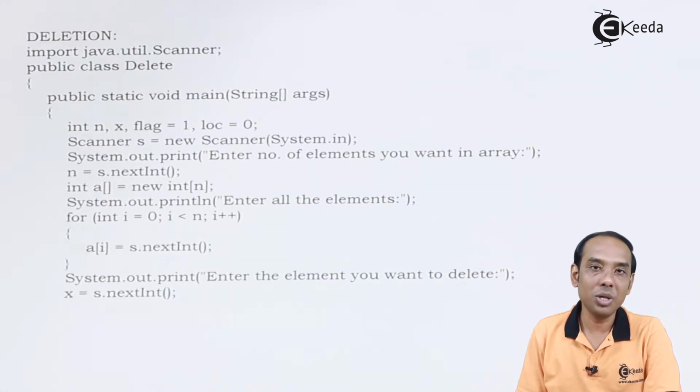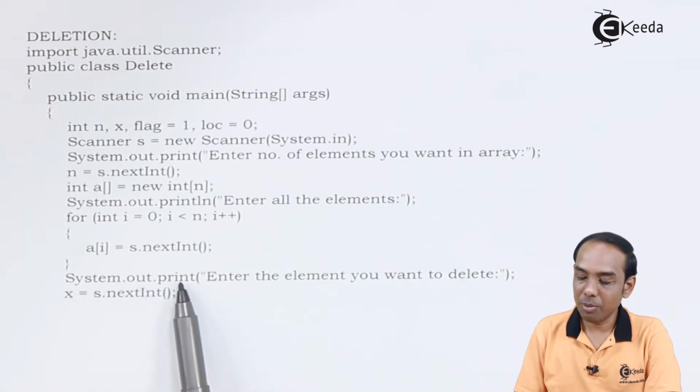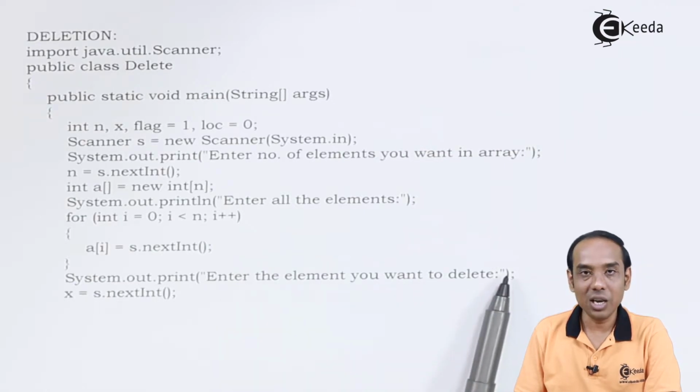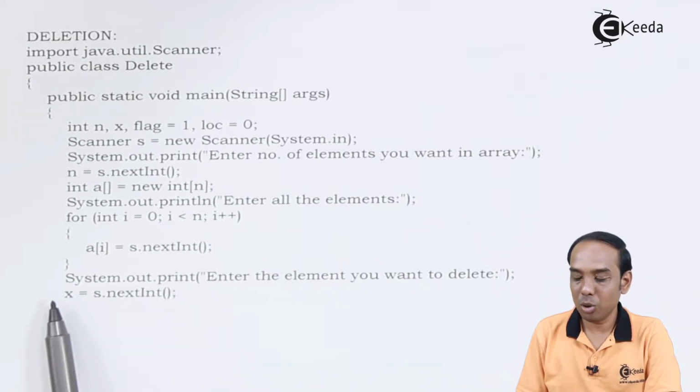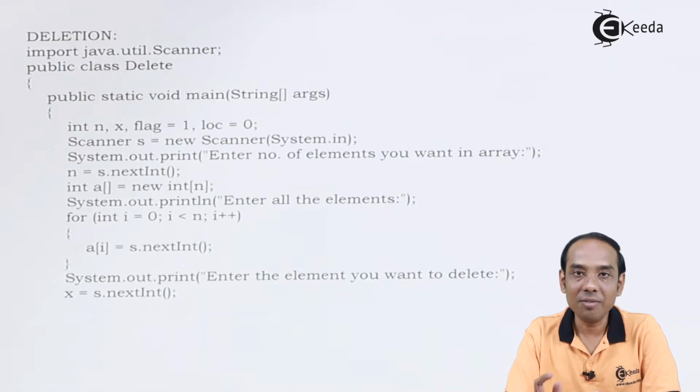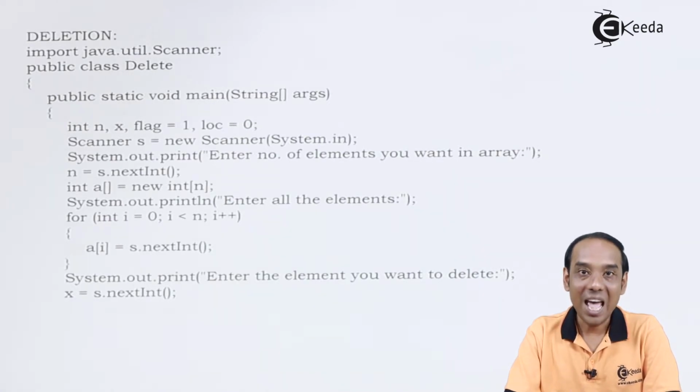Once we are done with taking the number of elements from the user and entering that number of elements into the array, now we will ask the user to enter the information regarding the deletion. So we write System.out.print, enter the element you want to delete, and that element will be stored into the variable called x. So we take x equal to s.nextInt. So let us summarize. We have n for the number of elements, and x is to get the element which needs to be deleted. Once we have got the number of elements, we have stored those elements into the array, and also we have got x, which is the element to be deleted.